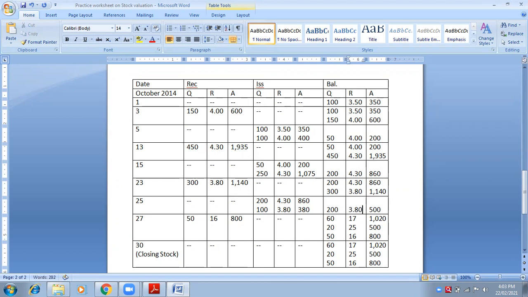What is the rate of 300? 3.80. So 200 will also be valued at 3.80. So 200 into 3.80 is how much? 760. Very good. You can also verify the 760: 1140 minus 380 will be 760. You can cross verify your answer.